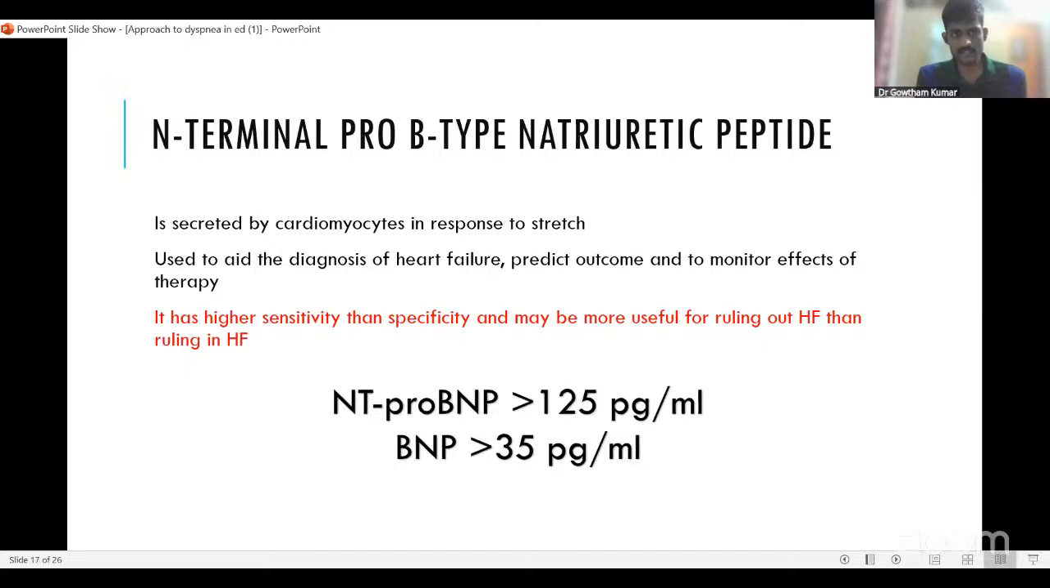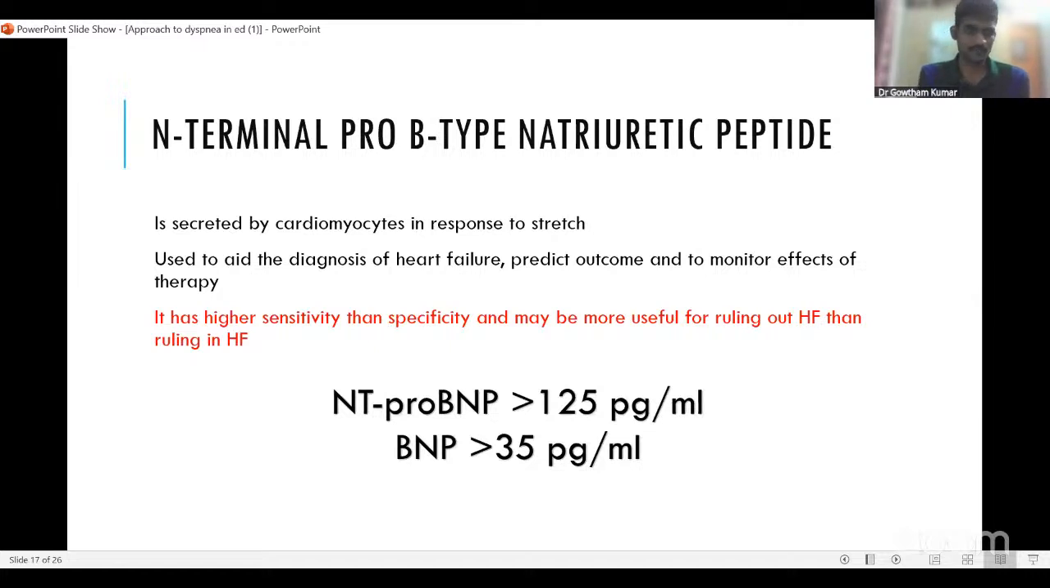NT-proBNP is secreted by the cardiac myocytes in response to stretch, used to aid diagnosis of heart failure, predict outcomes, and to monitor effects of therapy. It has higher sensitivity than specificity and may be more useful for ruling out heart failure than ruling in. If someone with EF of 30 came with breathing difficulty during the summer times, you did an NT-proBNP, it will be in the 30,000s. Obviously it will be elevated. It doesn't give you much.